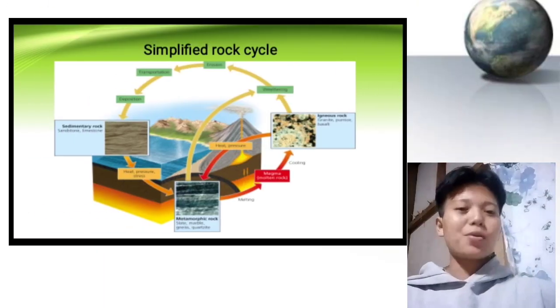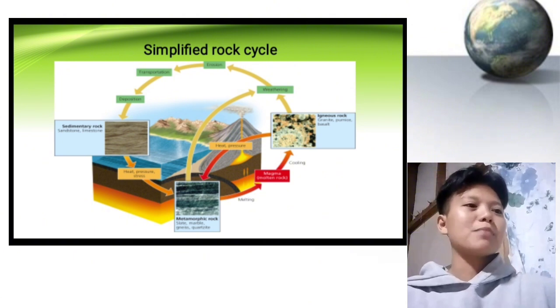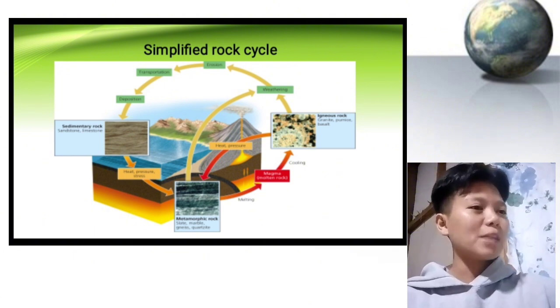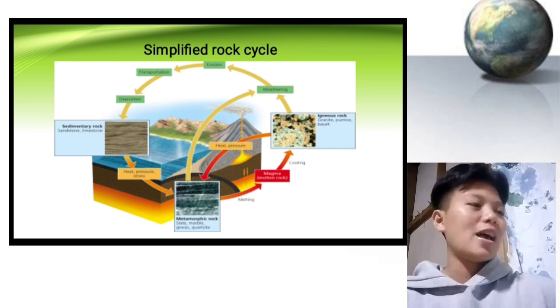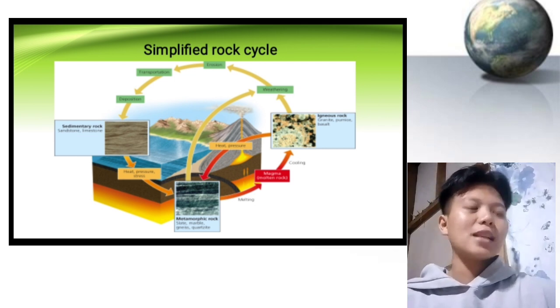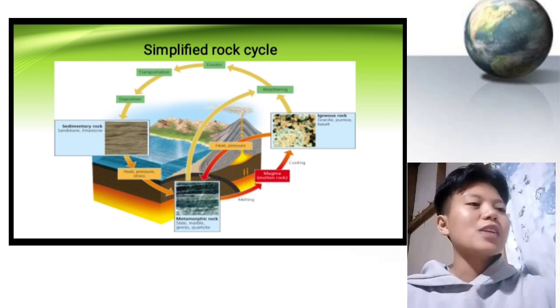Have you ever wondered how rocks on Earth transform over time? Rocks might seem permanent, but they are actually part of an extraordinary process that reshapes them over millions of years. This is called the rock cycle, a natural interaction of physical and chemical processes that slowly recycles Earth's rocks and changes them from one form to another.